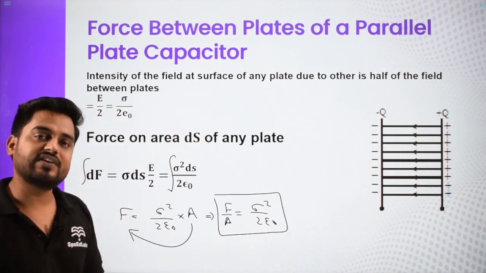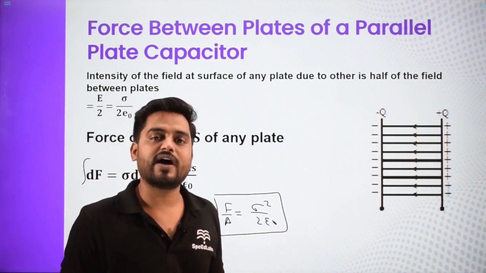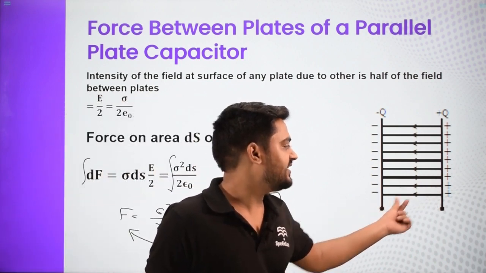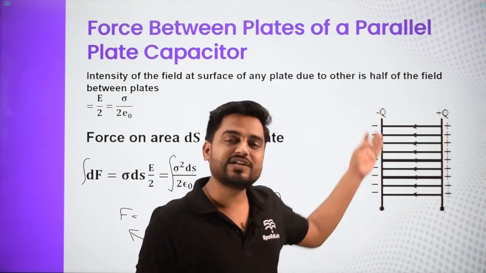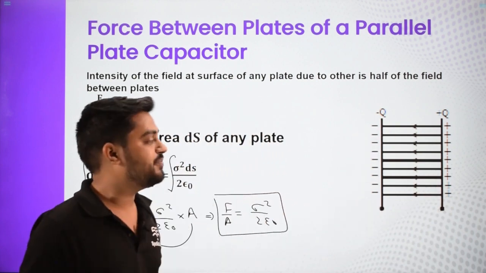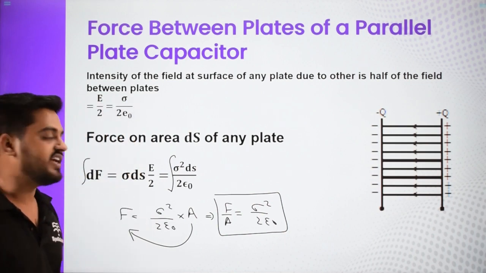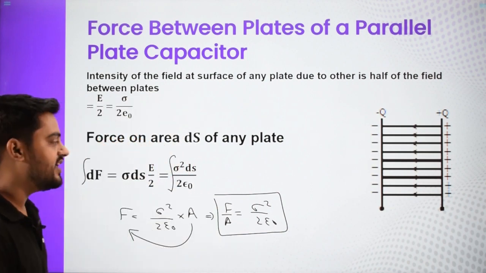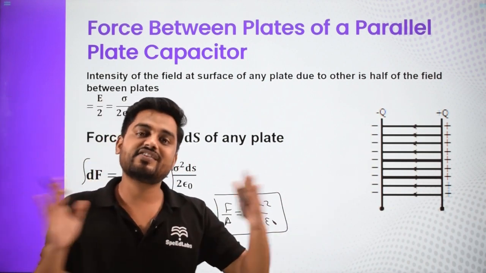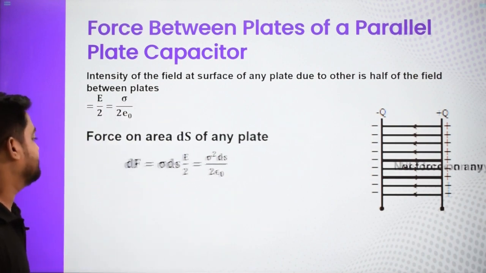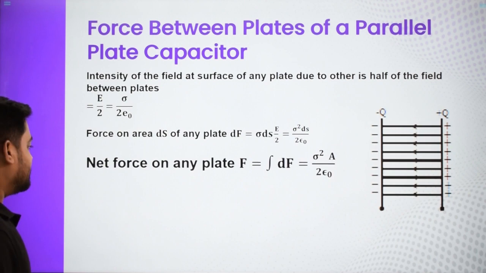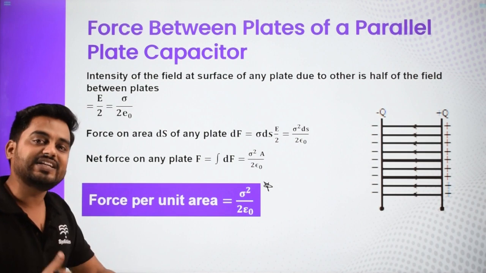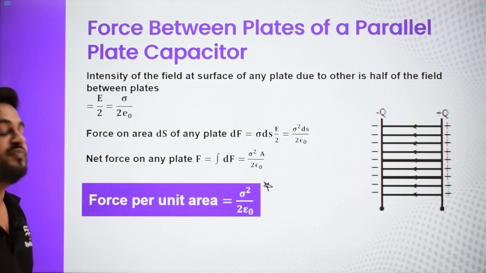These two plates do attract each other with a force of sigma square by 2 epsilon naught per unit area. So we just saw that this plate is being attracted by the other plate. So the negative plate will also be attracting the positive plate by Newton's third law of action and reaction. Or the same derivation can be done again for the force on the other, but it is equal in magnitude and it is the attractive force on both the plates due to each other. So the answer is that force per unit area is sigma square by 2 epsilon naught. This is what we need to remember, and this is important.